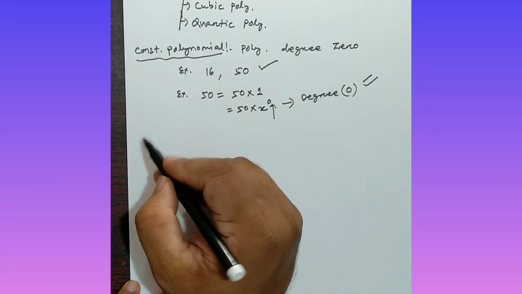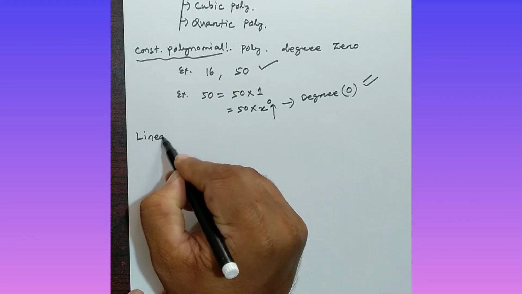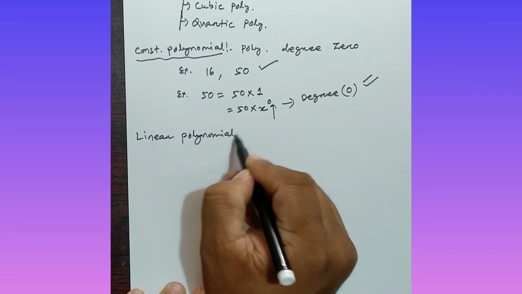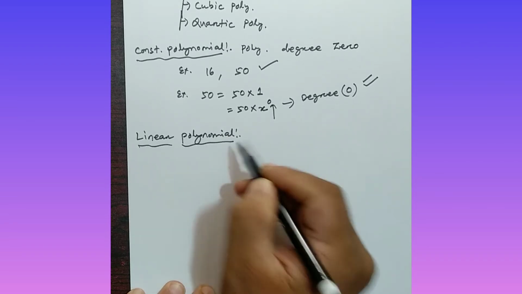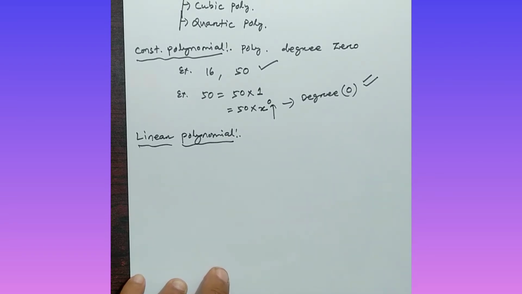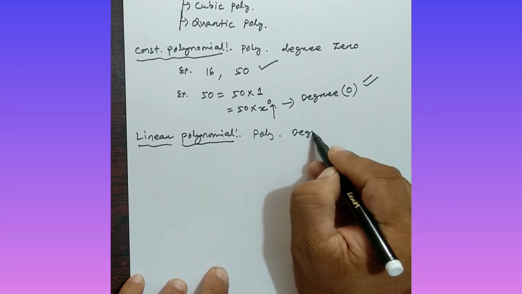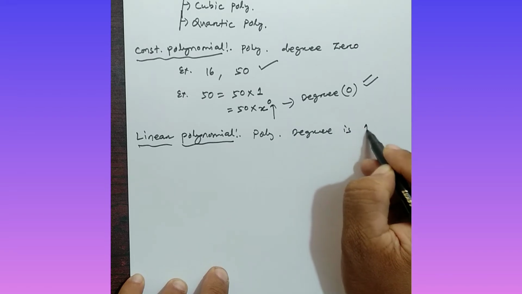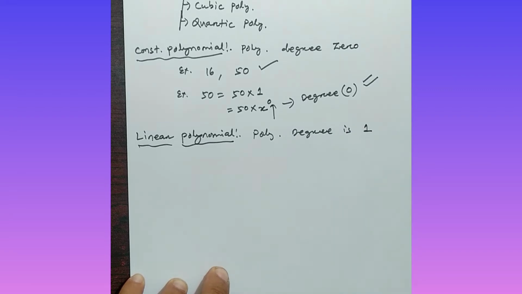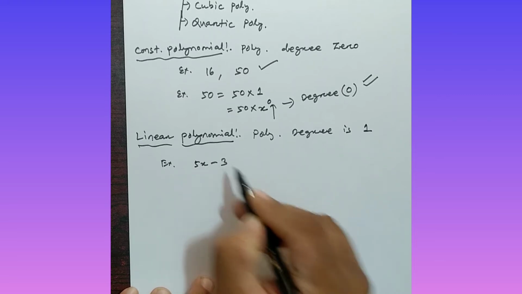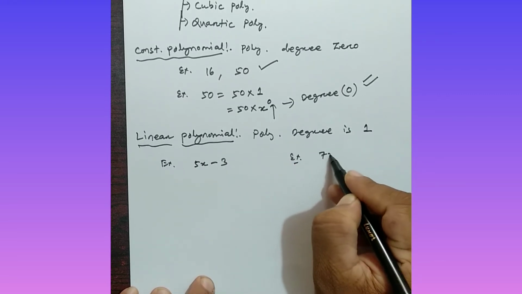Similarly, now the linear polynomial. So what is the meaning of linear polynomial? A polynomial which is having degree 1, right, is called a linear polynomial. What is the example over here? Let's suppose I'm saying 5x minus 3, right? One more example, let's suppose I'm saying 7x plus 10.